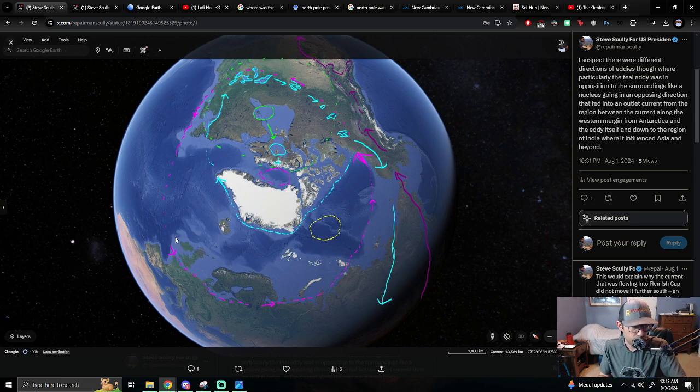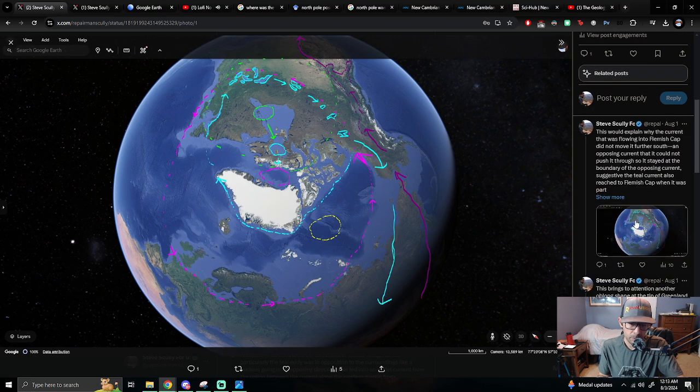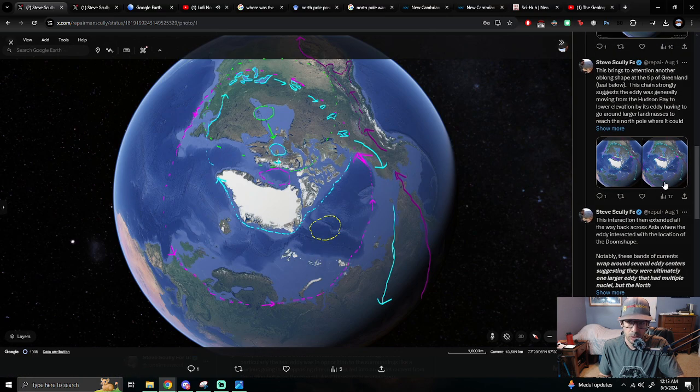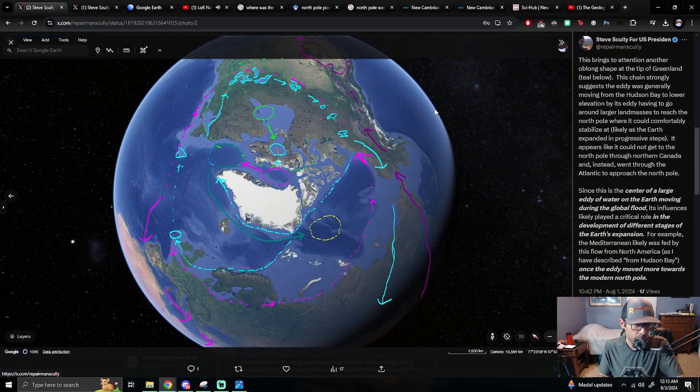Now remember, Flemish Cap is over here with a current pushing it this way, and that current goes this way along that path. But notice Flemish Cap didn't make it past that. So it's almost like this current is pushing into Flemish Cap, but it's running in, that's going this way. So there's like this teal current, or aqua, is also extending down here. So maybe let's go a little further. Before I change images, let's just go to this one.